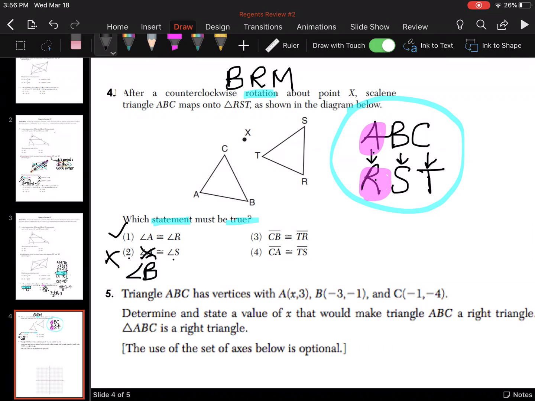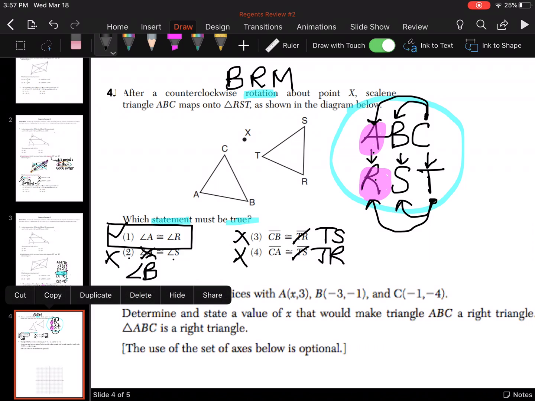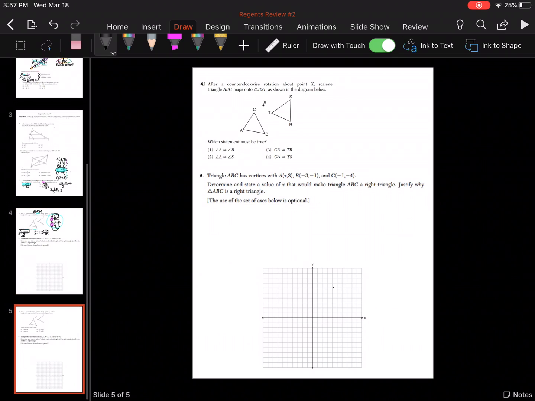So we know that one's incorrect. Okay, CB: we start at C, we go to B. That would be congruent to TS. This says TR, so it would have to be TS in order to be true. And then the fourth one, from C to A, would be congruent to T to R. So again, that one was wrong. The only one correct here is the first. This one's too easy to get wrong, so please go carefully and slowly so that you don't make a silly mistake. All right, and then the last one, number 5.